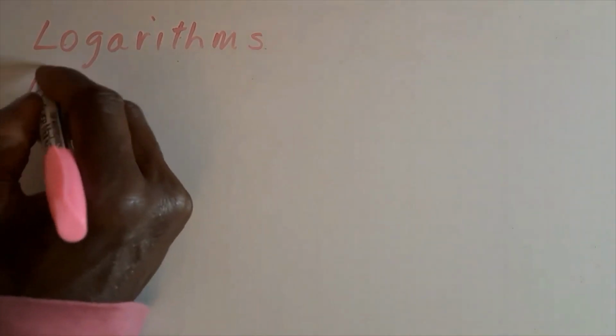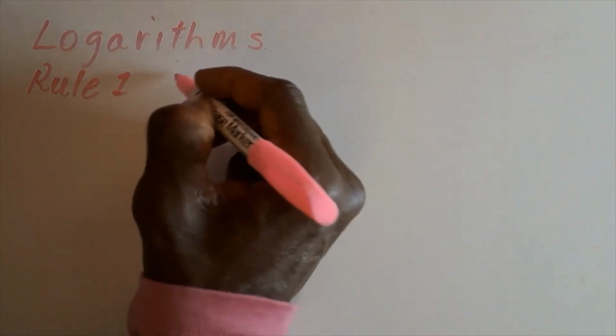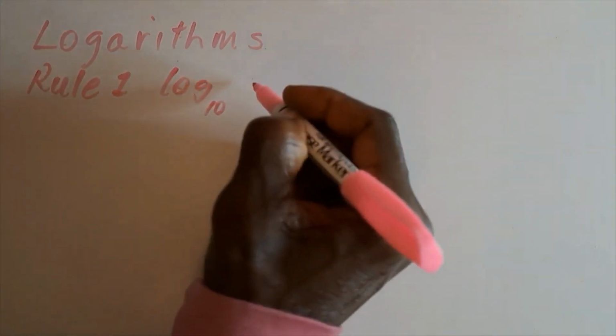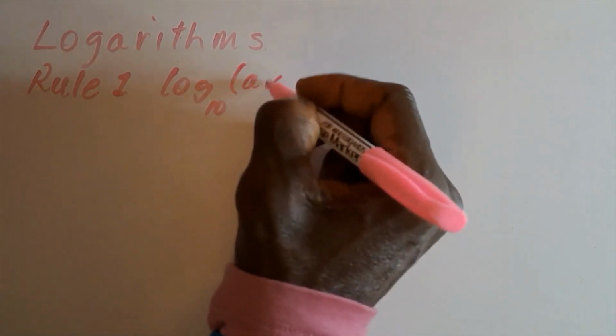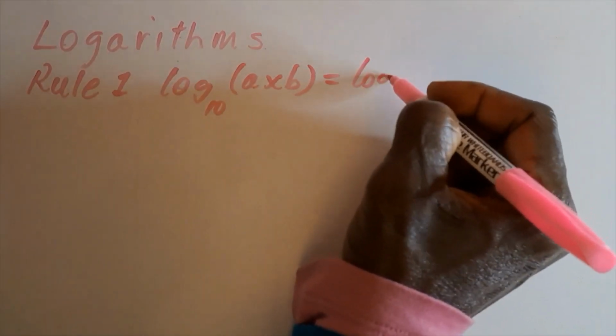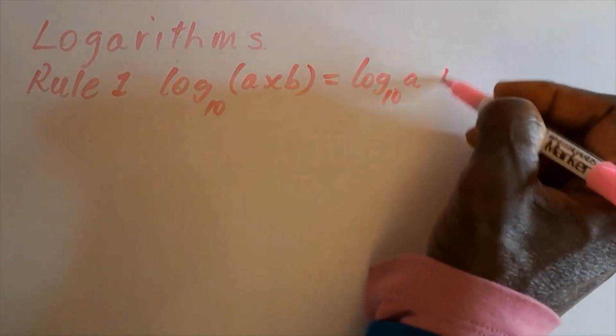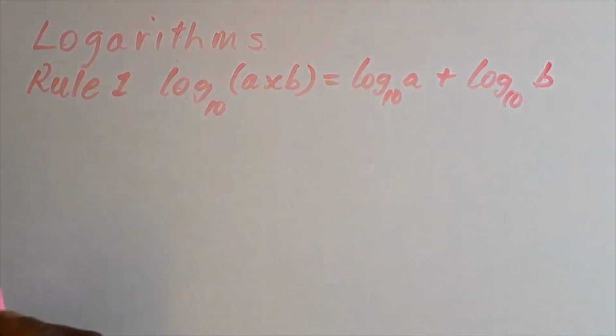Hello there. Today I'd like to cover 3 rules. So each video will have one rule. I'll start with rule 1 for logarithms. So rule 1, what does it state? It says that if we have log to the base 10 of a times b, you can write this as log to the base 10 of a added to log to the base 10 of b.